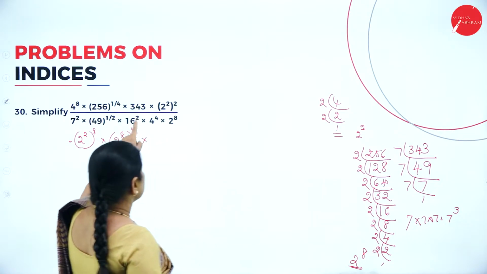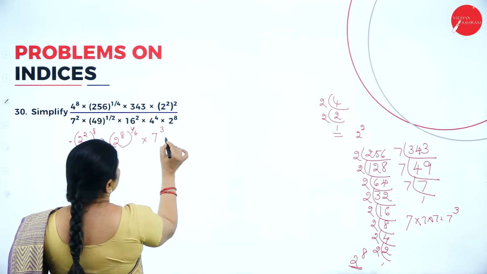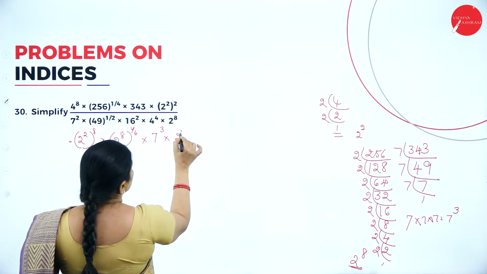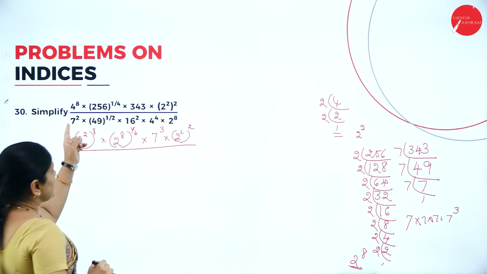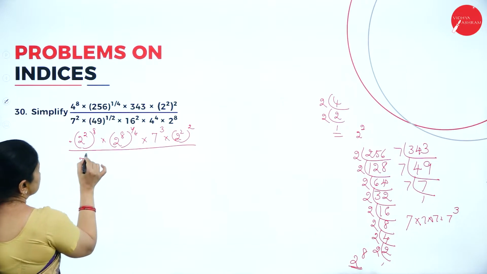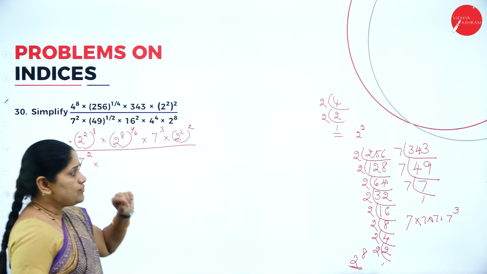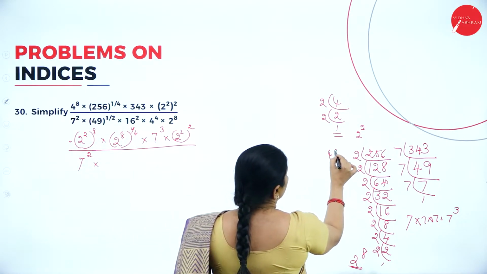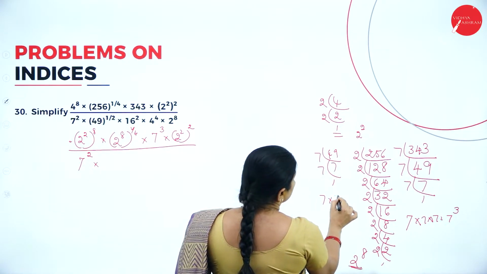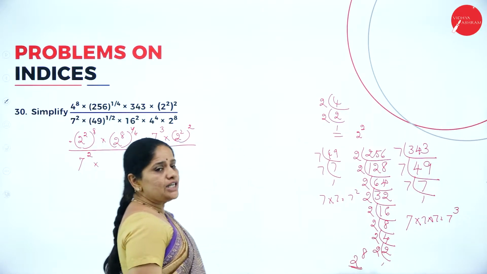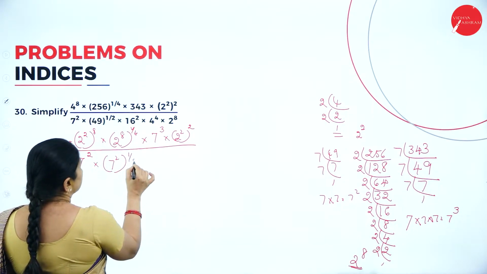So, what I will write here is, instead of writing 343, I will write it as 7 to the power 3 into 2 square to the power 2. That is as it is I am writing. Now, in the denominator, I already have 7 square. So, no problem here. Then, I am having 49. 49 is the square of 7. 7 1s are 7. So, 7 into 7. So, that is 7 to the power 2. So, I will write it as 7 square to the power of 1 by 2.